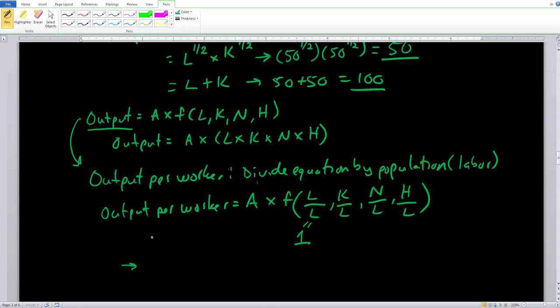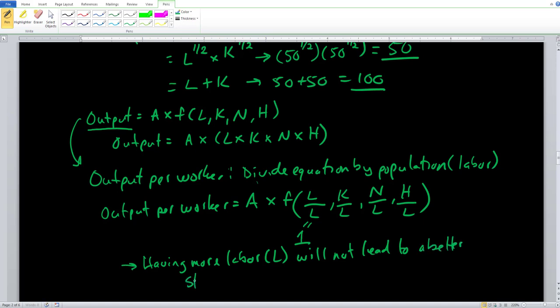So the final conclusion that we want to bring about from transforming this output production function into an output per worker production function is that having more labor or just population, L in this case, will not lead to a better standard of living. So here, labor is probably the least important factor of production. Here, we should be focusing in on technology, physical capital, land, and human capital if we want to increase the standard of living for citizens living within a country.